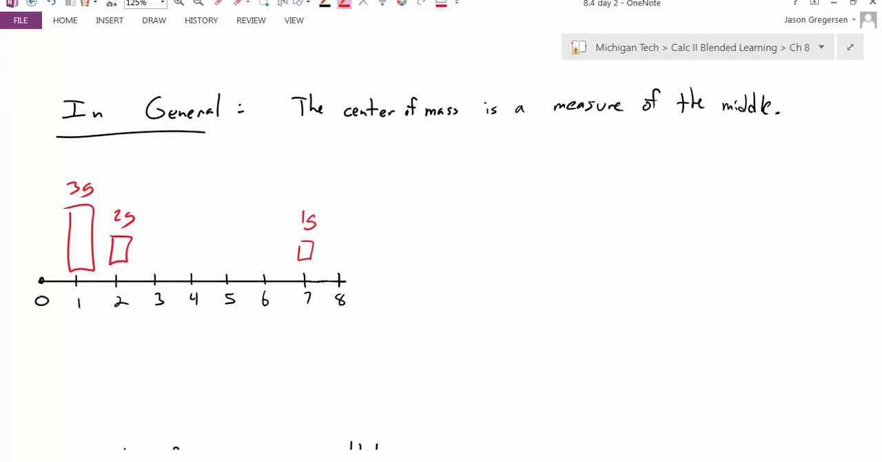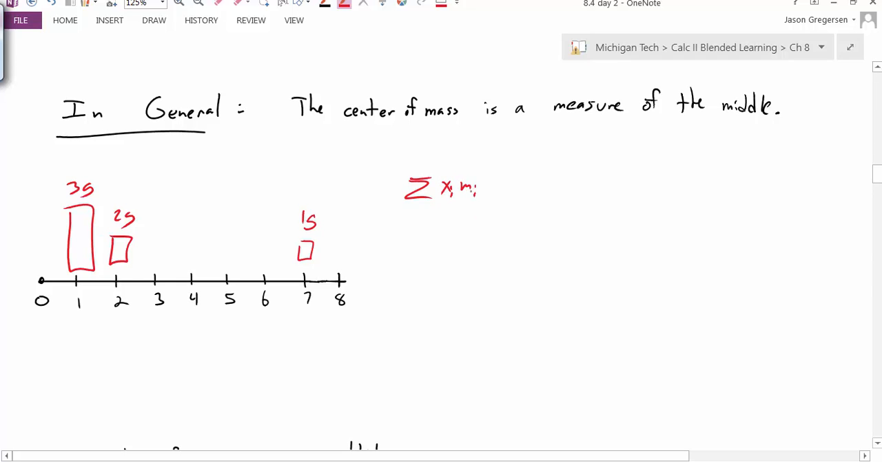So there's going to be a moment associated with each of these objects that is the product of the mass and the distance. And what I'm going to do is basically take a weighted average of all the moments. So I'm going to take the sum of all the positions times the masses, and I'm going to divide by the total mass. It's going to be a weighted average, and this should give me this average position here.